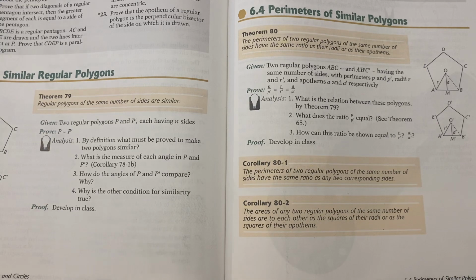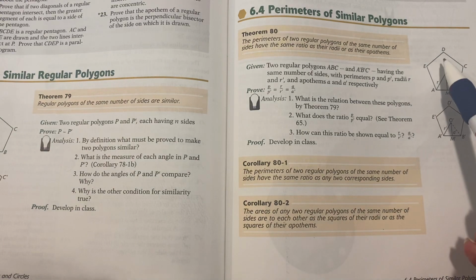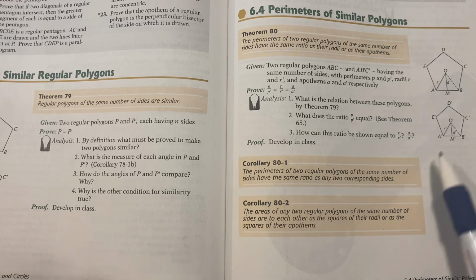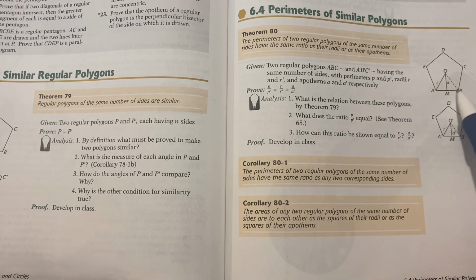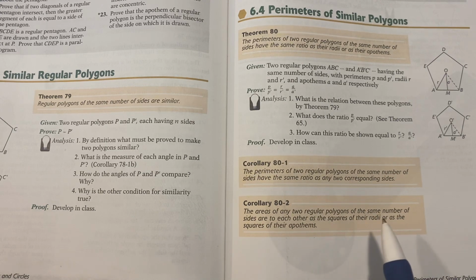Number 2 says the areas of any 2 regular polygons of the same number of sides are to each other as the squares of their radii, or as the squares of their apothems. So far the ratios are all going to look alike, but now we have the area. Area is going to be in square inches or square units. Say you had a field and you wanted to know its area, they do it in square miles. So just remember, when you're dealing with area, you're dealing with squares.